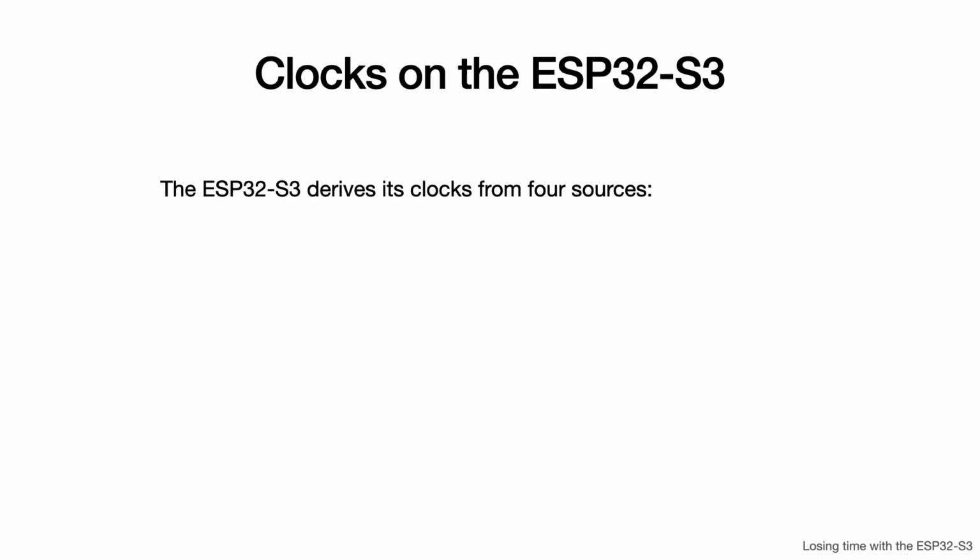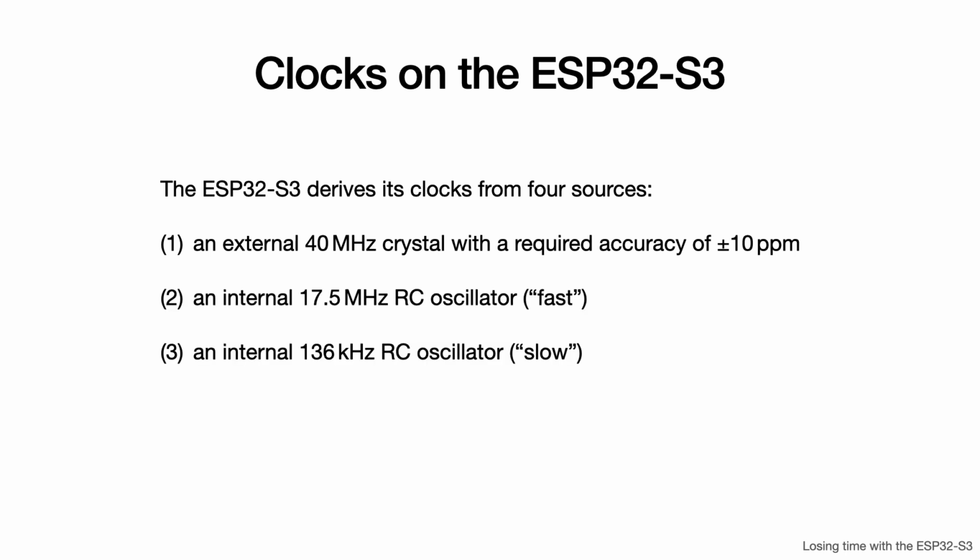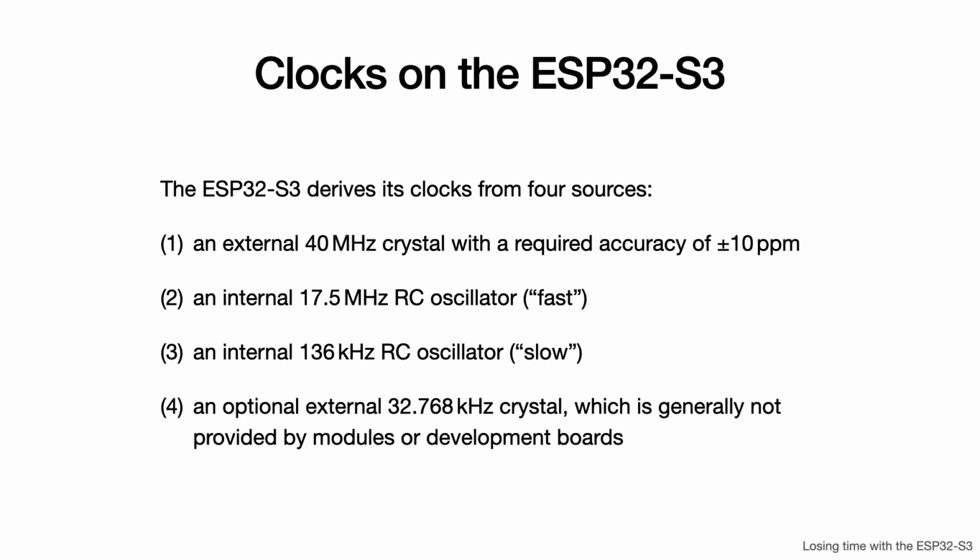The ESP32 chips derive their clock from 4 sources. The main clock is an external 40 MHz crystal, which is accurate up to 10 parts per million. Then there are 2 internal RC oscillators that aren't specified for tolerance or stability. And finally, there's an external 32 kHz crystal. This crystal, however, is optional and usually not included in modules or development boards.